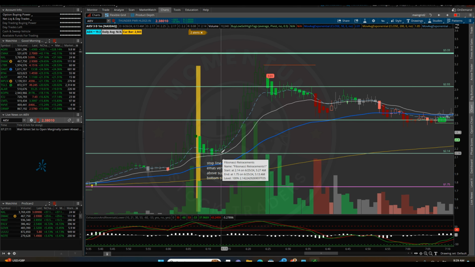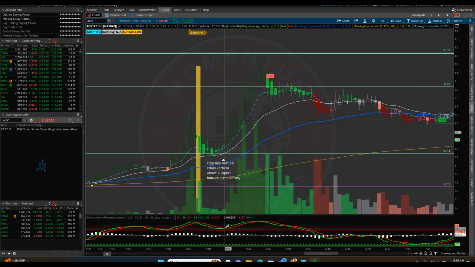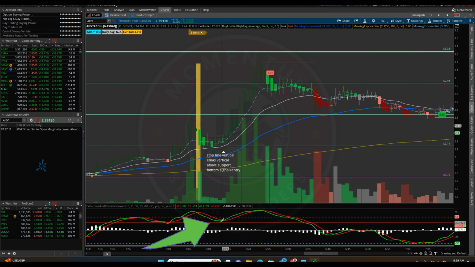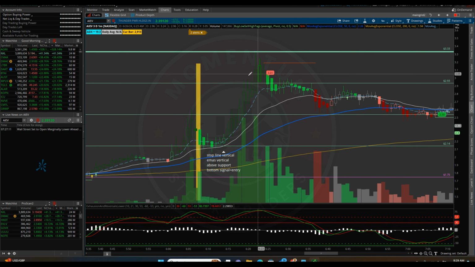Let me tell you how I traded this one. I looked for a cross down here in this tool that I developed a long time ago. I haven't shown it to you guys yet, but the signal is this green line crossing above this red line. That's a buy signal, as long as everything up here makes sense.